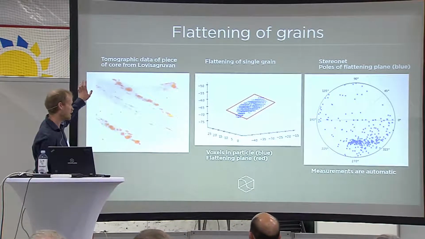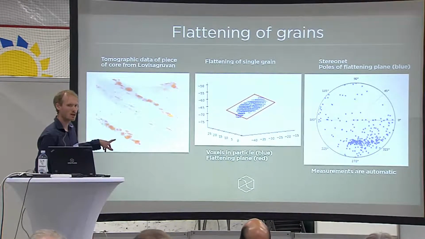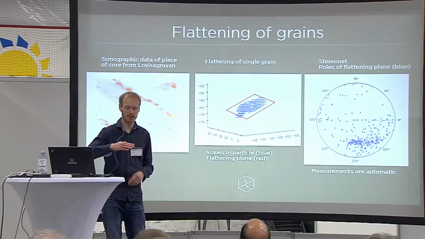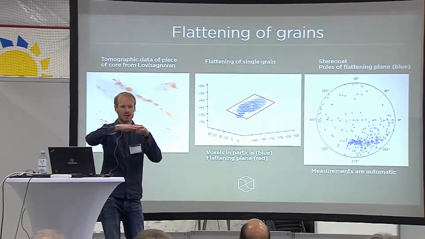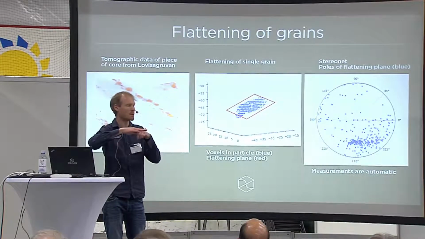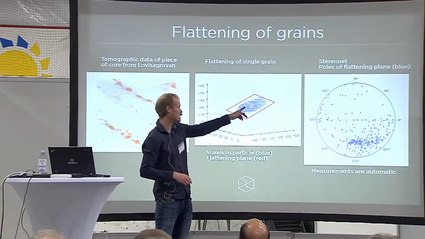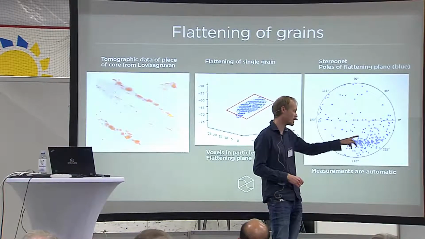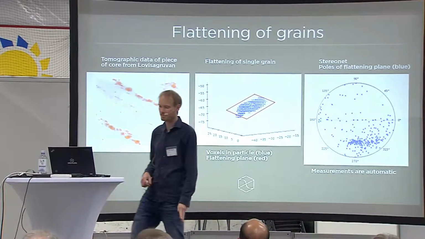Again, here you have the same piece of core, but instead of the elongation, you can look at the flattening. So you find the plane perpendicular to which you have the least extension of the particle. This plane has a pole perpendicular to it, and you can plot that in the stereo net as well. This can be done automatically and filtered to your particle of interest. You also see that the flattening of these grains line up quite nicely in 3D space.